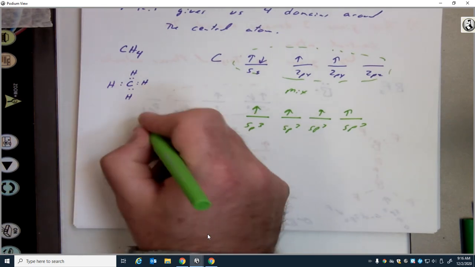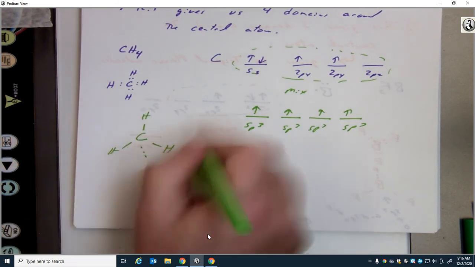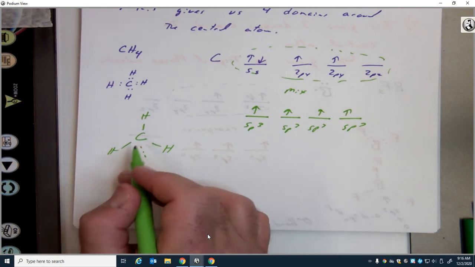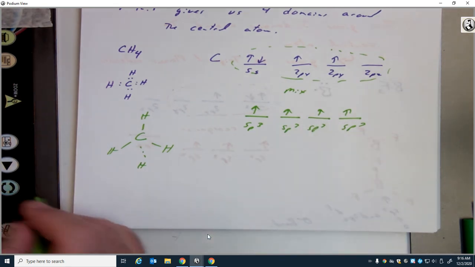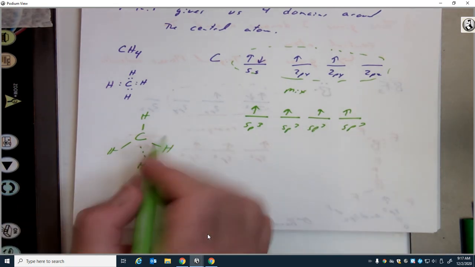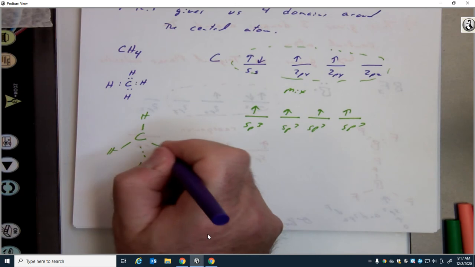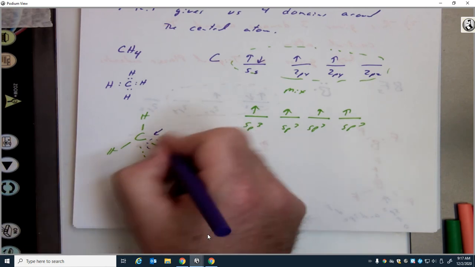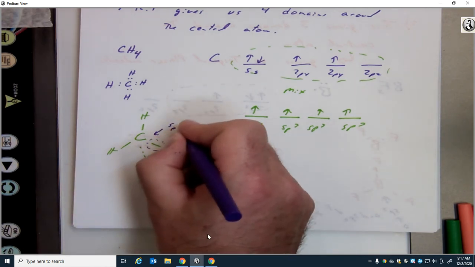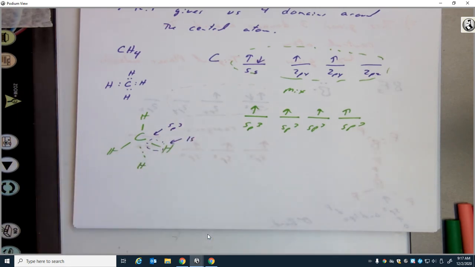Now, what shape do we usually get with carbon? We usually get that tetrahedral shape, right? Because we have 4 domains. 1, 2, 3, 4. Now, if we look at this bond between carbon and hydrogen, what's overlapping? Okay, so we have 2 electrons here overlapping. The carbon end is an sp3. The hydrogen end is just a 1s. Okay, and they're overlapping end to end. So again, this is a sigma bond.